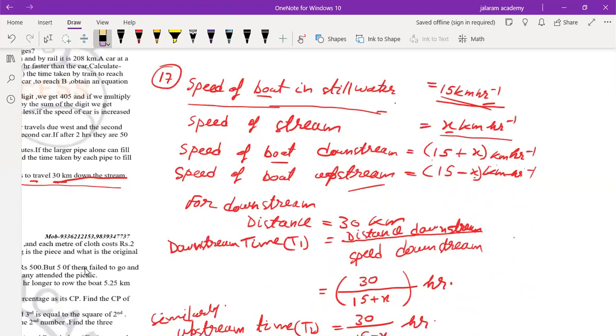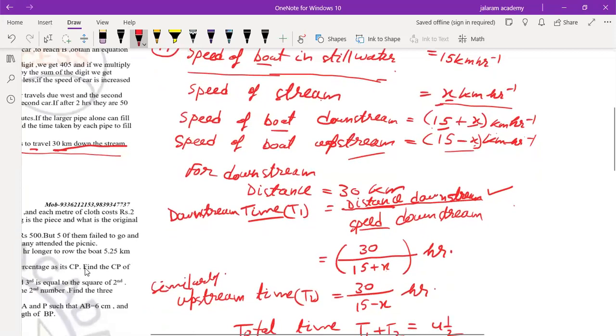For downstream, speed of stream is x kilometer per hour, speed of boat is 15 kilometer per hour. So for downstream, speed of boat will be speed of boat plus speed of stream, 15 plus x, and for upstream it is 15 minus x. Time for downstream is obtained by the formula time equals to distance upon speed.